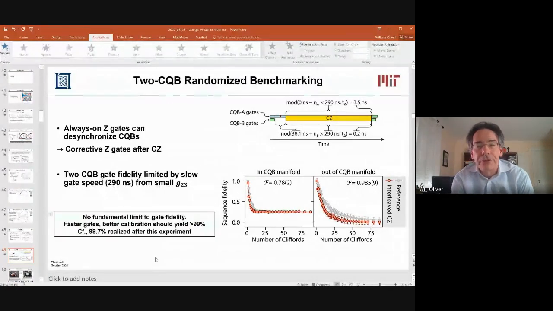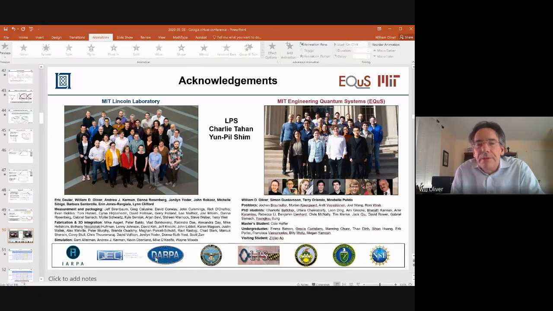And after we did this experiment, with just 2 transmons, we were able to get 99.7% fidelity. So I think we learned a lot about how to calibrate the 2-qubit gate. I'd like to go back and apply it to this. And so that brings me to the end.